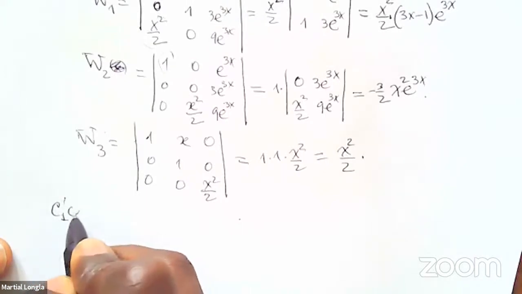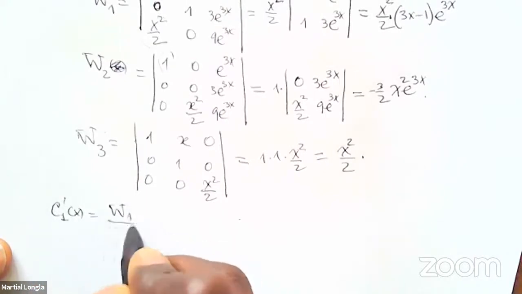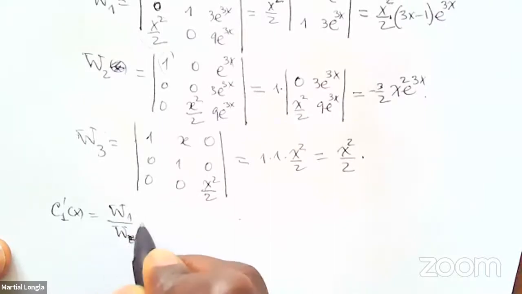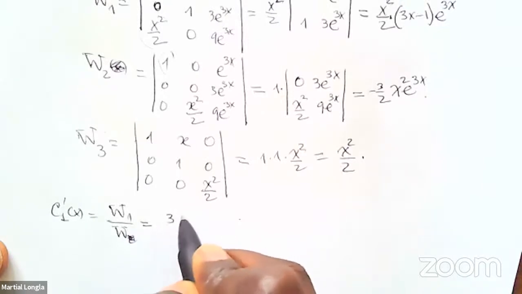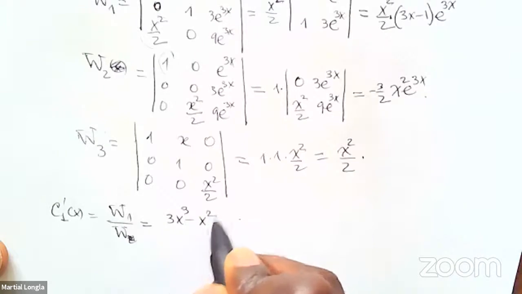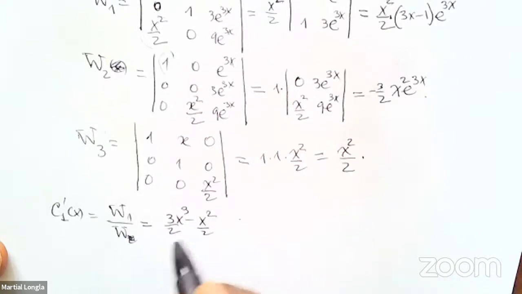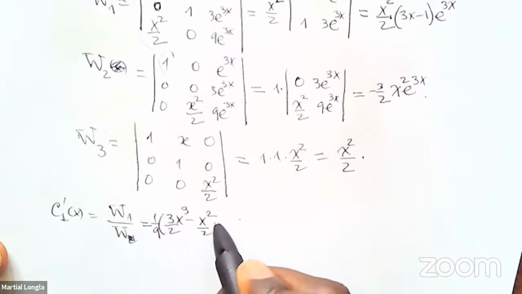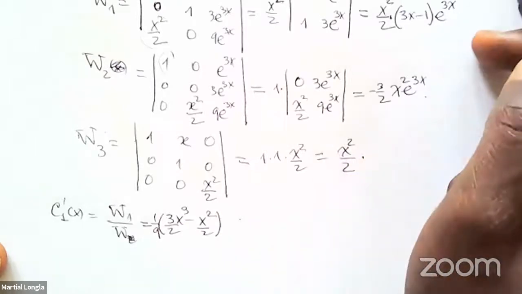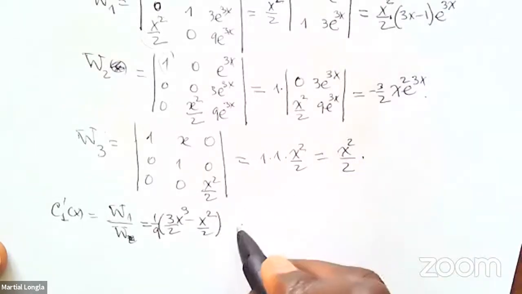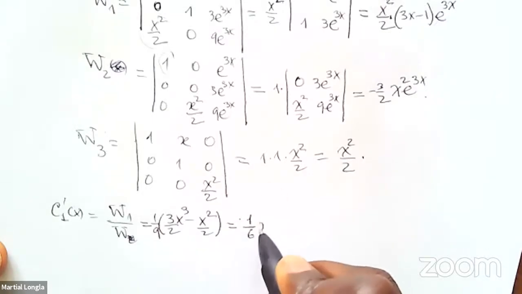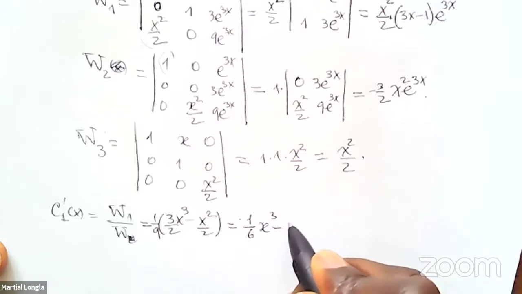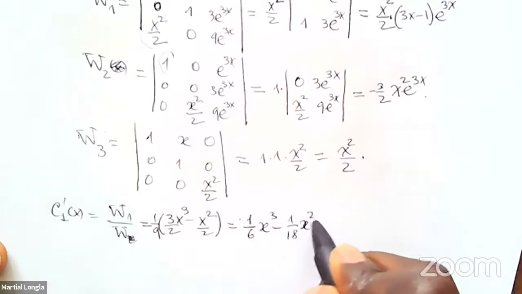C1 prime of x is w1 over w, and that is 3x cubed minus x squared over 2 divided by 9. So 1, 9. And e to the 3x cancels with this e to the 3x. So that is 1/6 x cubed minus 1/18 x squared.